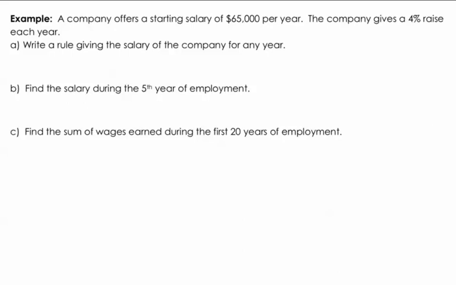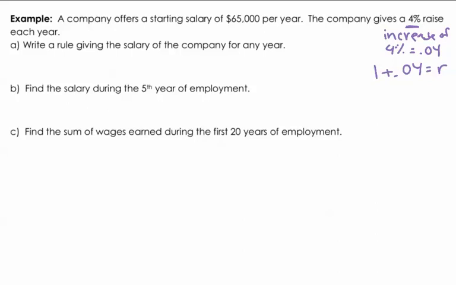So the first parts, A and B, that's nothing new. That's kind of what we had done in geometric sequences. So writing a rule, this 4% raise means that we're getting an increase of 4%. So remember, our percentages have to be 0.04. So an increase means 1 plus 0.04. So that's going to be what my ratio is, the 1 plus 4% more. So that 1 is standing for the $65,000 that I got, plus I'm getting 4% more on top of that.